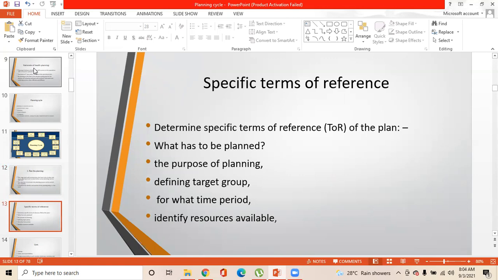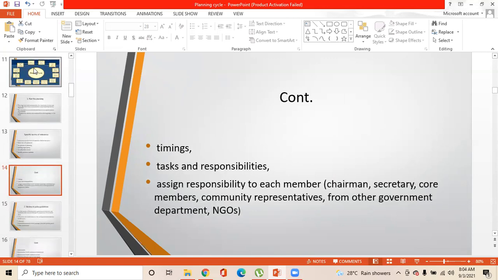Specific terms of reference are what has to be planned, the purpose of planning, defining the target group, for what time period, and identifying resources available. Timings, tasks and responsibilities: assign responsibility to each member, like chairman, secretary, core members, community representatives, and members from other government departments and NGOs.